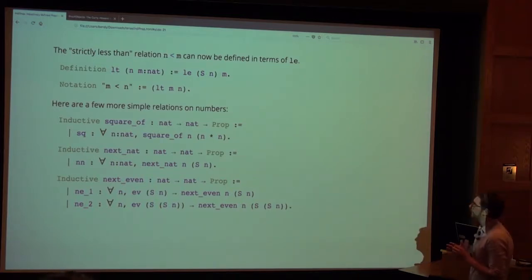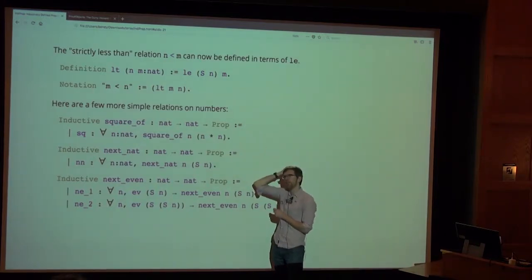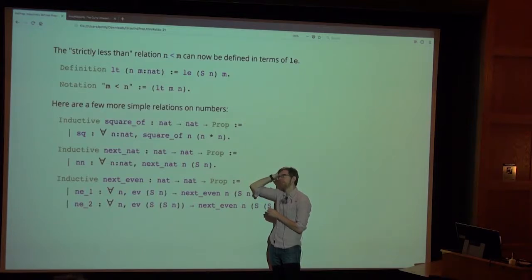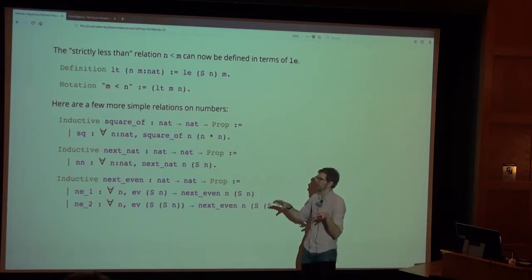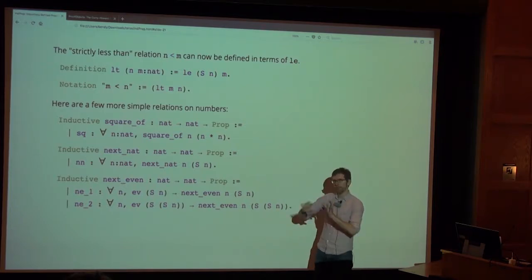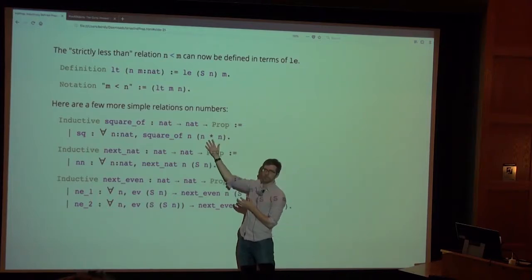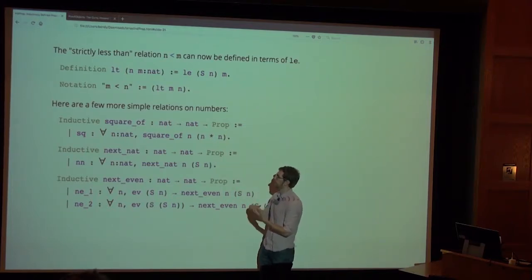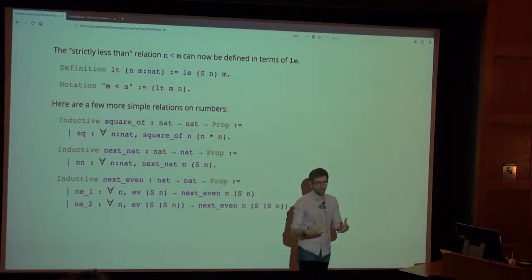I think an interesting and cool thing to note here is that if we define square of as a Boolean function, how would we do this? One way to do it would be to define a factorization function and see if you can factor this into two numbers, and then see if these two factors are the same and equal to the one that you passed in. So you have to do this computationally. With this inductively defined proposition, you don't have to worry about any of that. It's very declarative. There's no information about how to algorithmically compute this square. It's all embedded into this declaration.